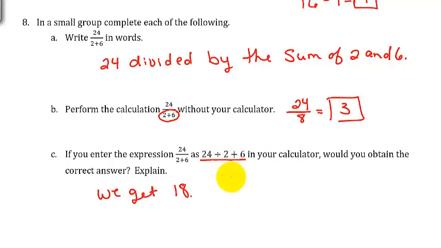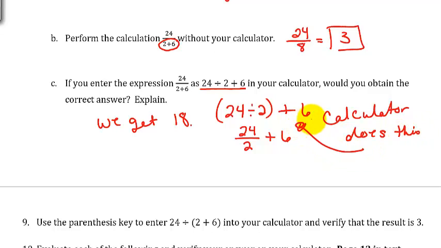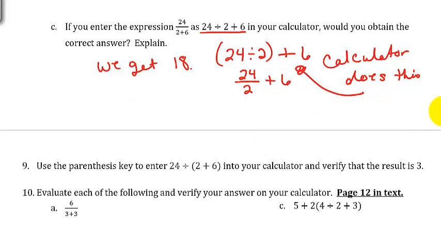So the reason that we get 18 is because what your calculator is going to do is it's going to do 24 divided by 2. It's going to do that calculation first and then add 6. And so that's not really accurate. So you could also write it this way, 24 divided by 2 plus 6, which is not the original problem that we had. So our calculator does this operation, which is not what we need to do.